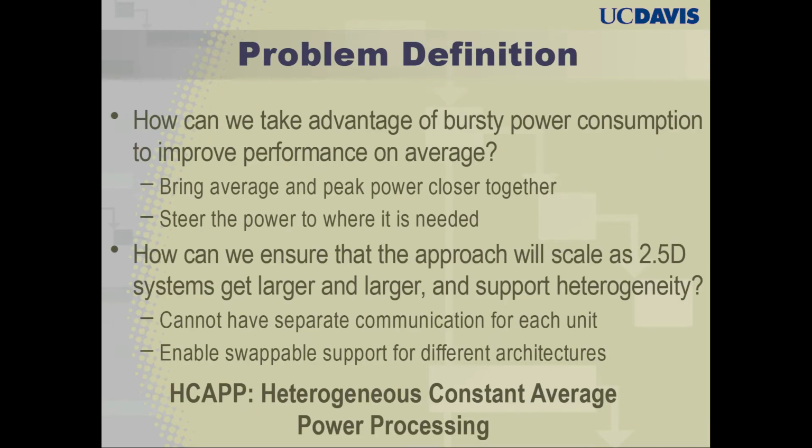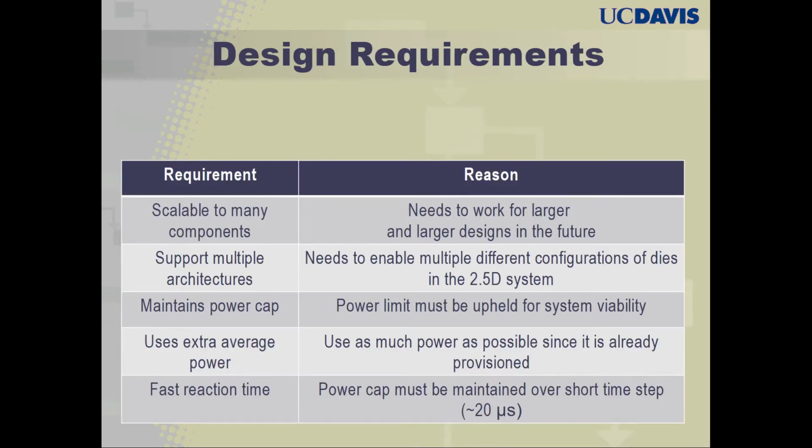So now let's restate our problem. How do we take that bursty power and turn it into better performance by raising the average, capping the peak to ensure the power limit, and pushing the power to the components that really need it? But we have to make sure that however we design it, it doesn't limit the scalability or the heterogeneity of the system. We still want to be able to add in all those different dies and get that specialized speedup. And this is the goal of HCAPP, or Heterogeneous Constant Average Power Processing. Before we dive into the design, let's make a scorecard.